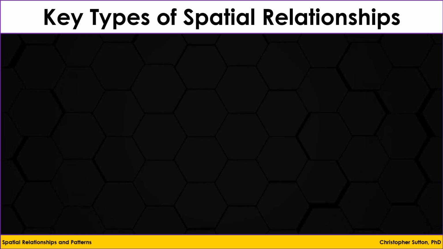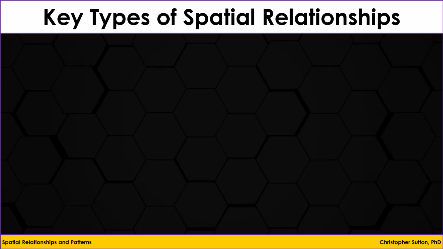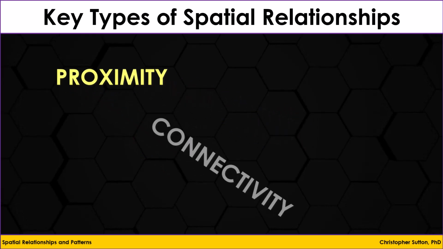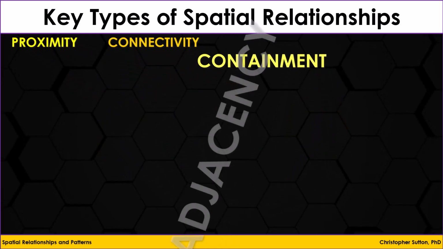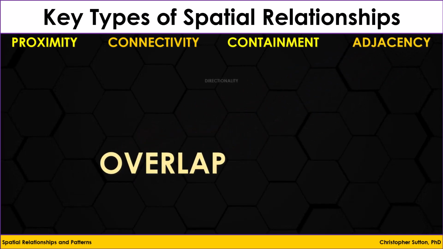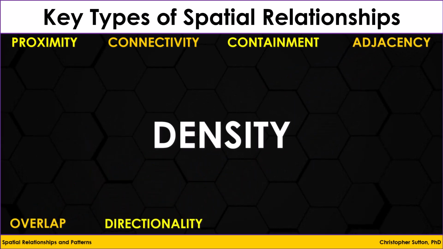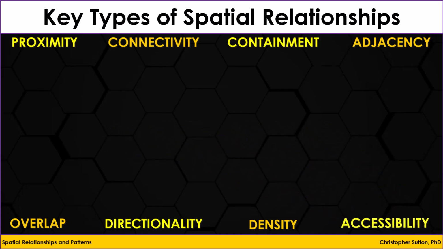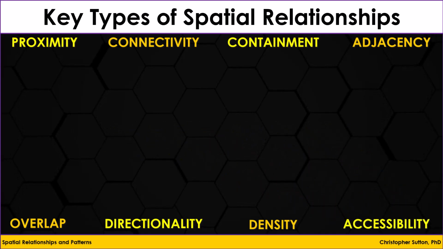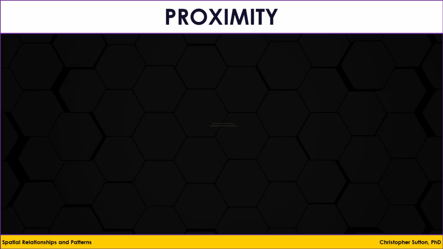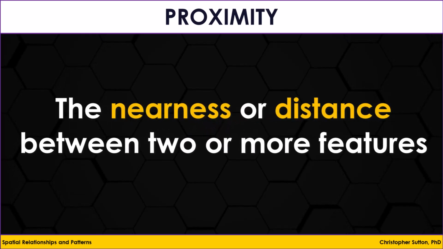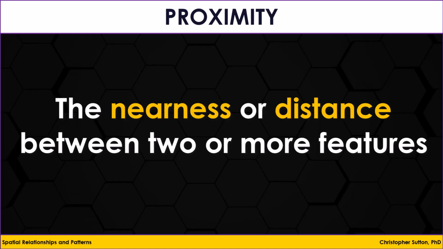Spatial relationships can be classified into several fundamental types, including proximity, connectivity, containment, adjacency, overlap, directionality, density, and accessibility. Let's look at these one by one. We'll begin with proximity. Proximity is the nearness or distance between two or more features. For example, the distance between schools and residential neighborhoods, or the proximity of hospitals to population centers.